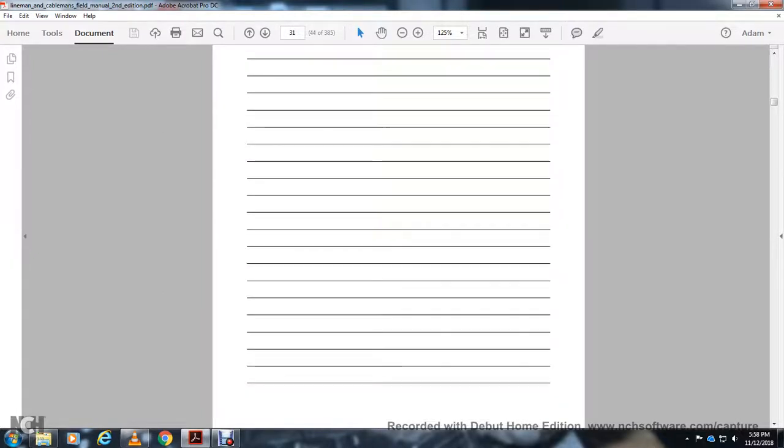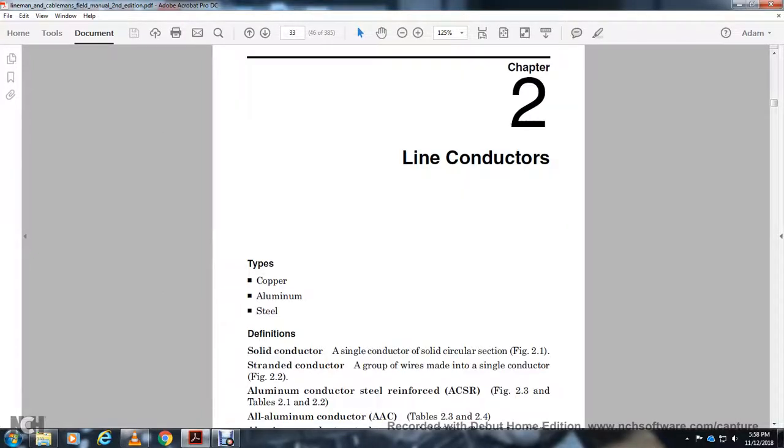Notes, and I believe we'll move on to chapter 2 after this. So, chapter 2, line conductors.